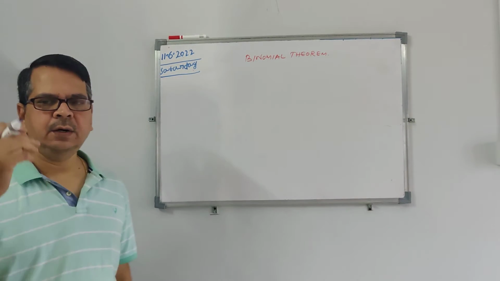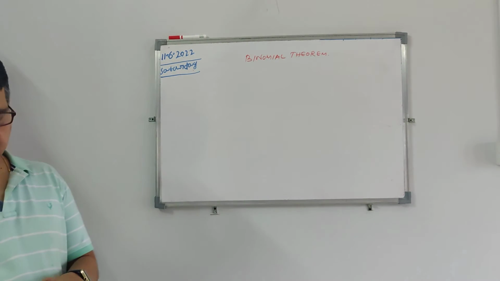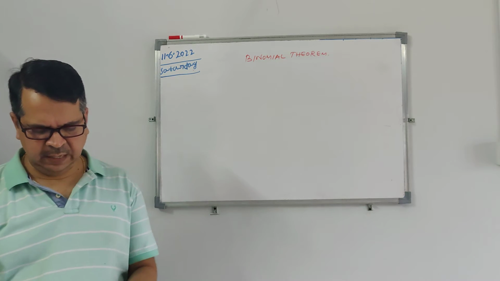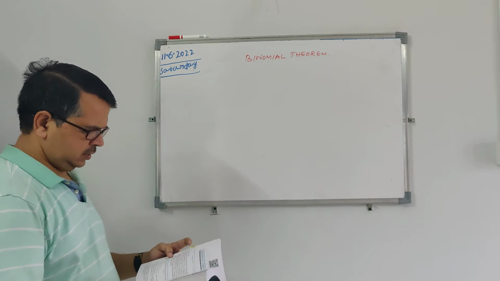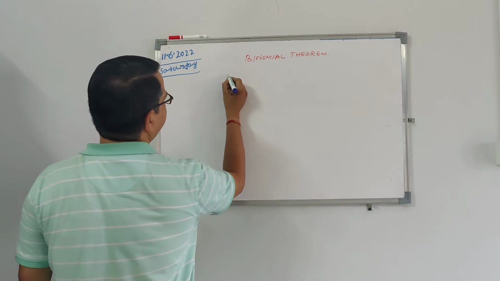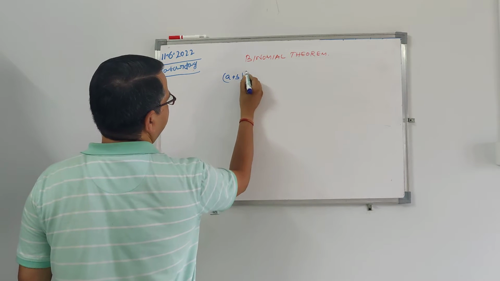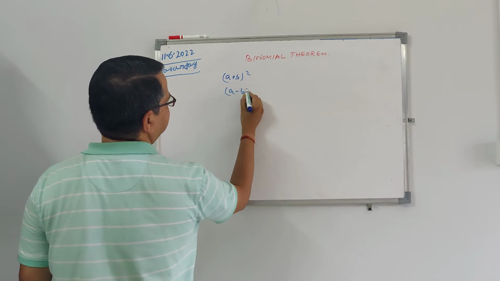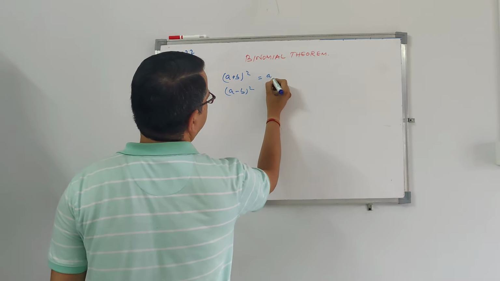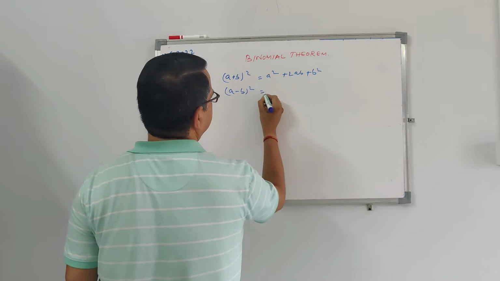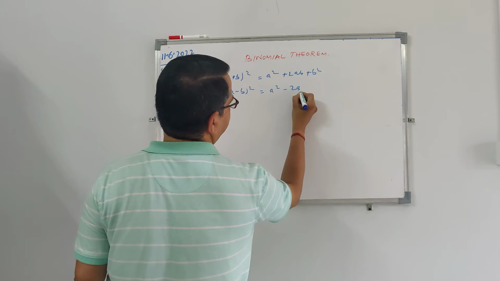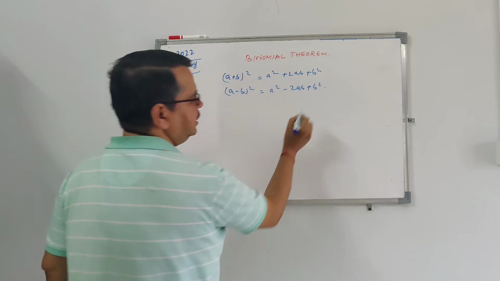So we'll do binomial theorem today. For example, we have studied about the numbers (a plus b) whole square, (a minus b) whole square, and all this. So we know (a plus b) square is a square plus 2ab plus b square, then (a minus b) square is a square minus 2ab plus b square. So these we have done.